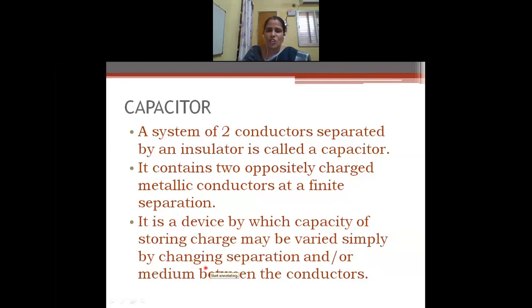simply by changing separation. Simply by changing separation means what? By changing the distance, or the medium between the conductors. We are using the dielectric material, no? So by changing the material medium, the capacitance can be varied.